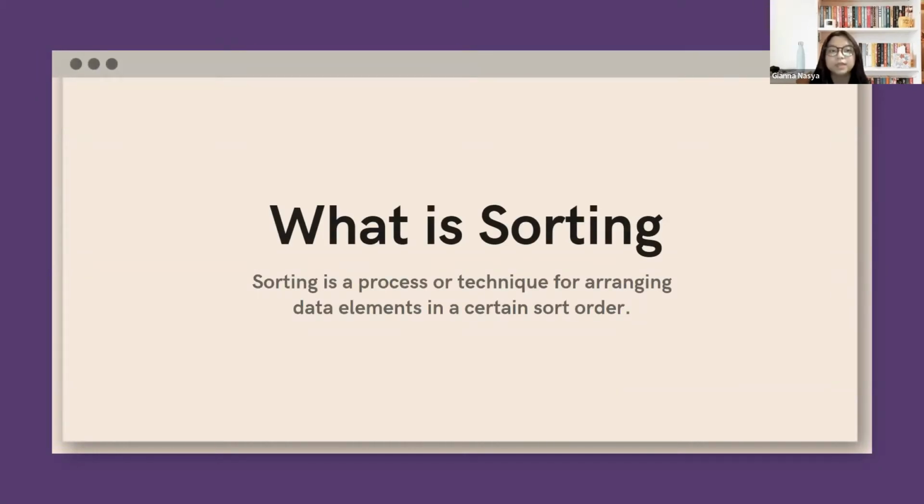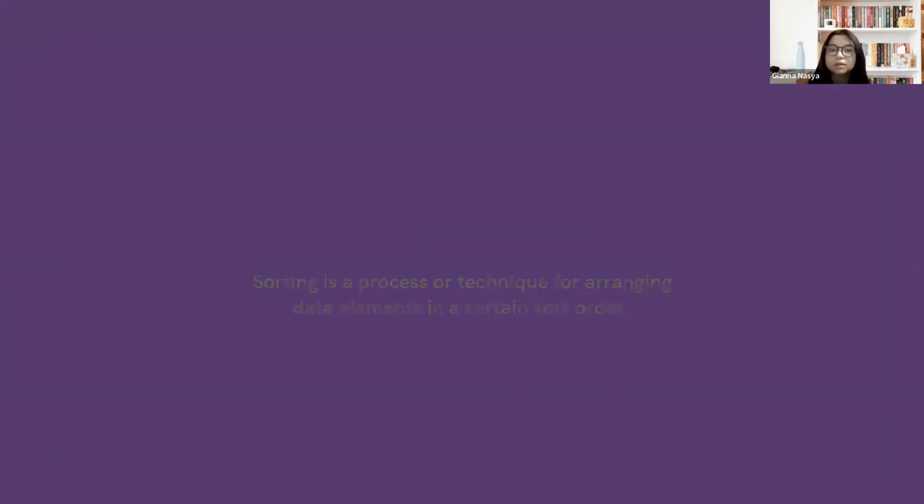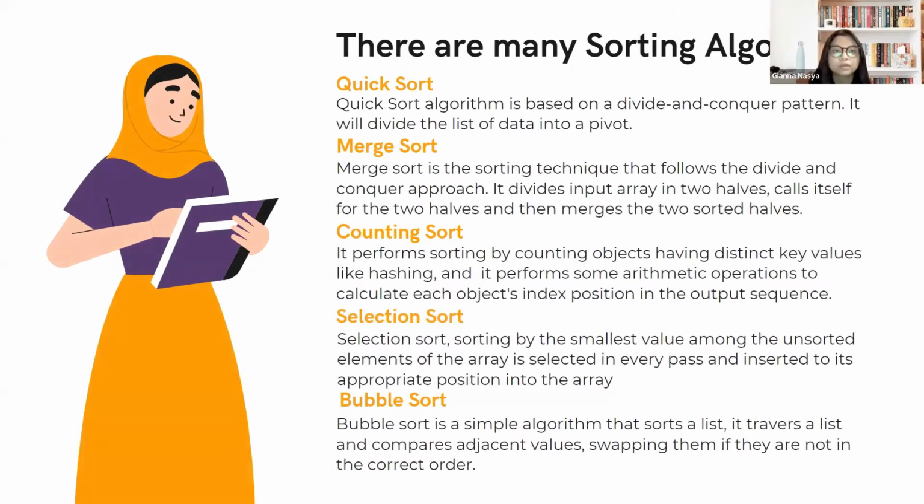What is sorting? Sorting is a process or technique for arranging data elements in a certain sort order. So there are many sorting algorithms. First is quick sort, second is merge sort, third is counting sort, fourth selection sort, and the fifth is bubble sort.